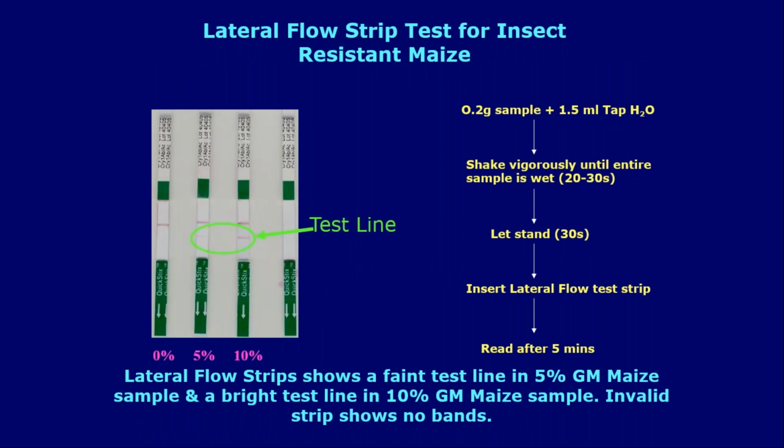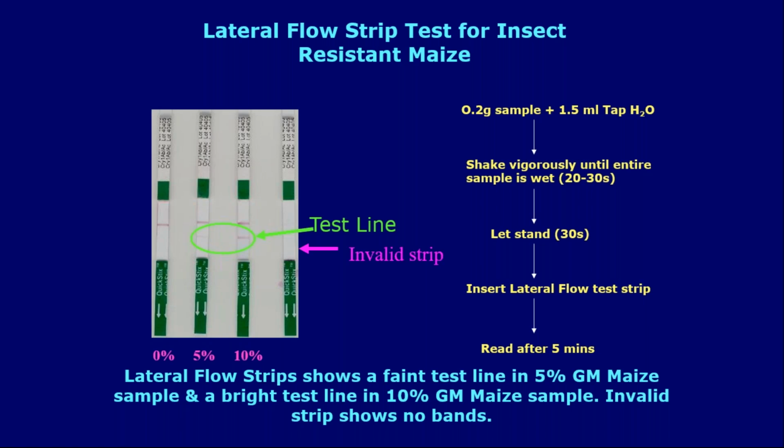Here is another lateral flow strip test. This is for the insect-resistant maize. So these test strips are against the Cry1AB gene. And if you look at these strips, we can only detect 5%. You faintly see it in the 10%. But what is more important to see over here is that you are not seeing the control line in this strip, showing that this strip is invalid. Even if you get a positive, you cannot use this to indicate that it is a GMO.